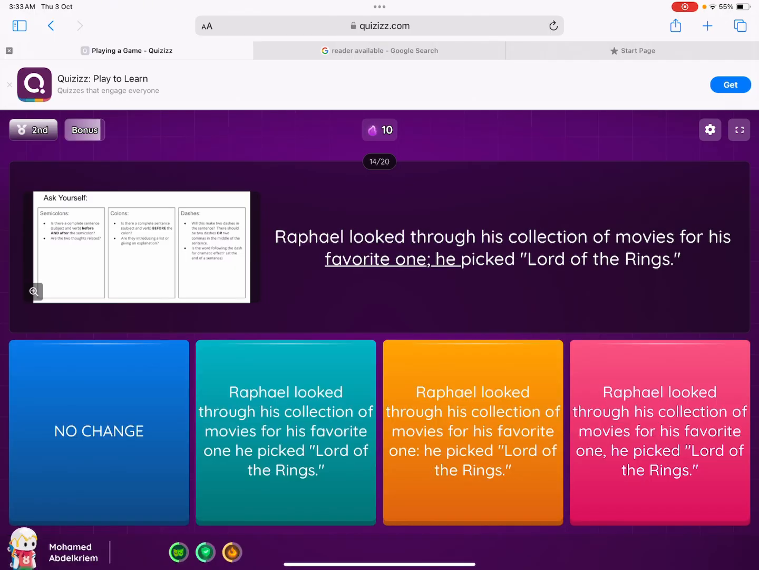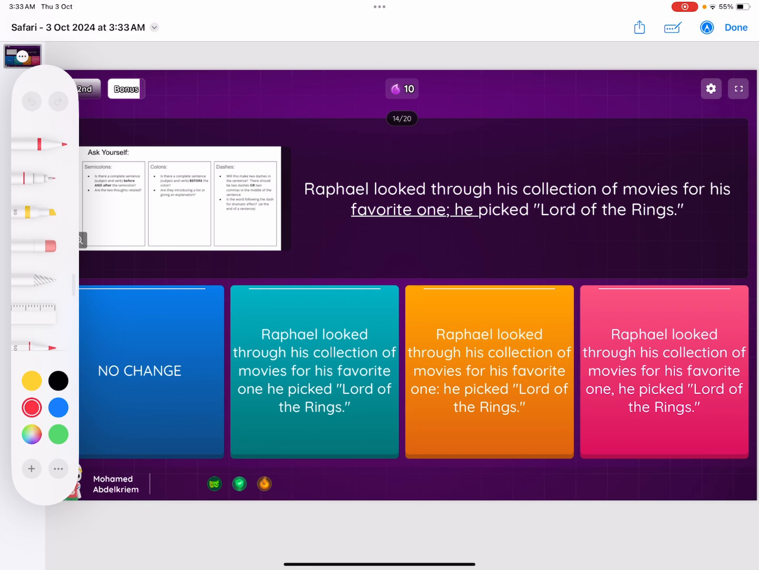Number 14. Raphael looked through his collection of movies for his favorite one. He picked Lord of the Rings. Let's analyze the sentence quickly. Raphael looked through his collection of movies for his favorite one. This is an independent clause. And then he said he picked Lord of the Rings. So this is another independent clause.